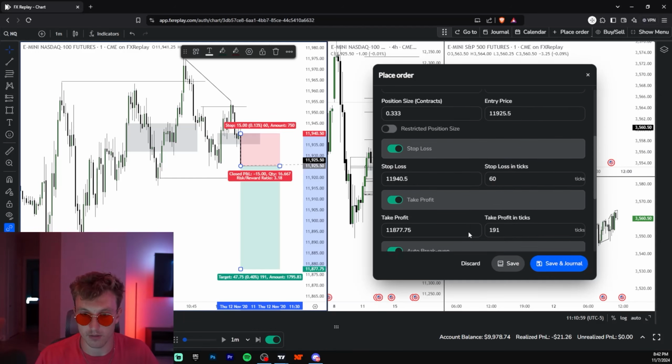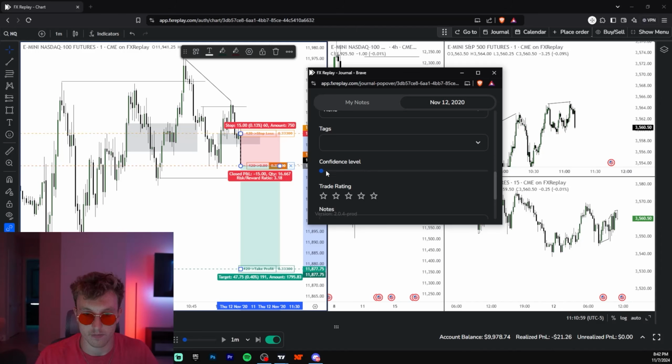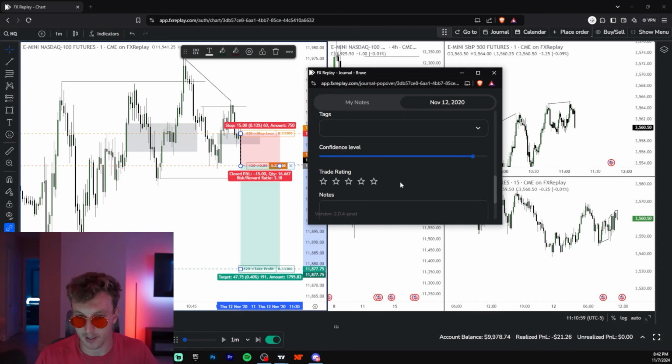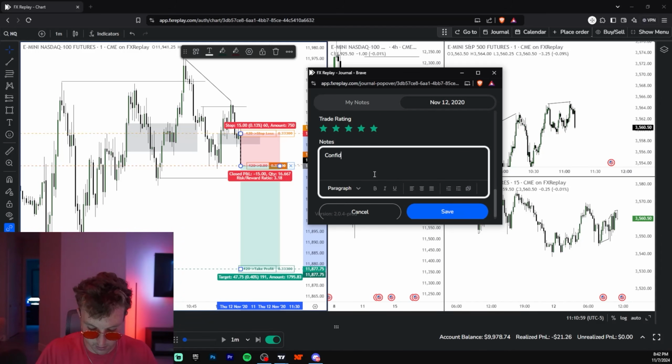And then we'll do save and journal and screenshot. Super confident about this one not being a loss. I don't know if it's going to be a win, but super confident about not being a loss.